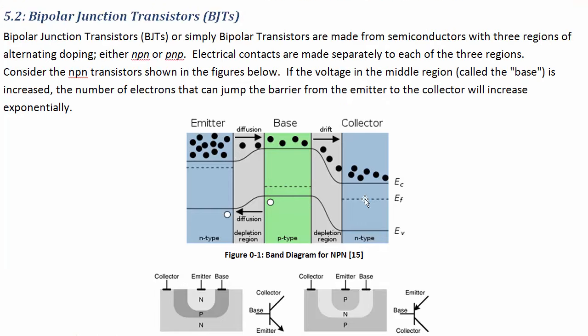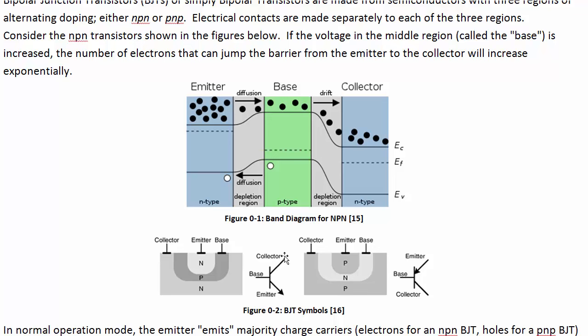And how does this work in band diagrams? In the usual operating case, you would put higher voltage on the collector than you put on the emitter. So in band diagrams, we are plotting the potential energy for electrons. So higher voltage on the collector means it's at a lower potential energy.